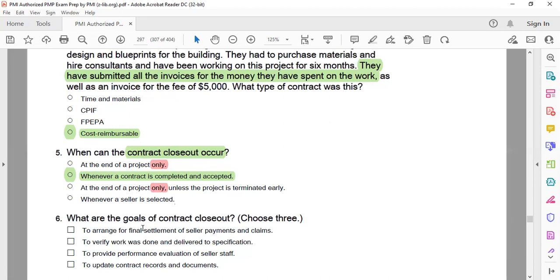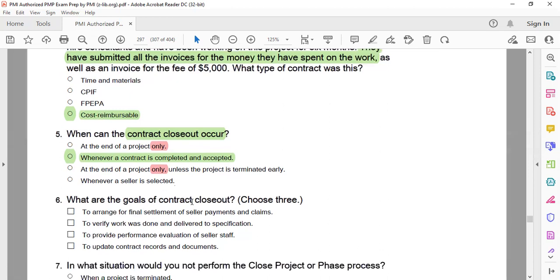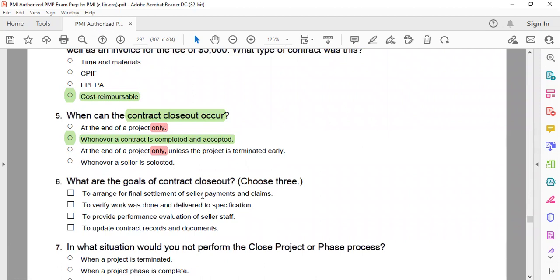Now next, what are the goals of contract closeout? You have to select 3 answers, which means find a wrong answer or find 3 right answers. To arrange final settlement of seller payments and claims, to verify work was done and delivered to specifications, to provide performance evaluation of seller staff, to update contract records and documents. So out of these 4 options, 1 option belongs to monitoring and controlling and 3 options belong to closeout. Which one is it?